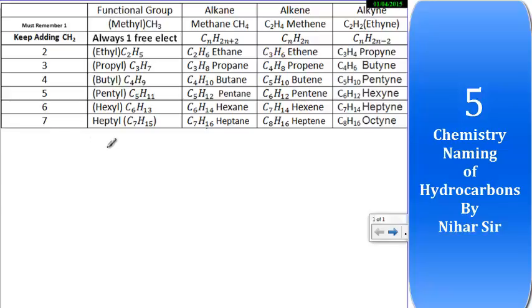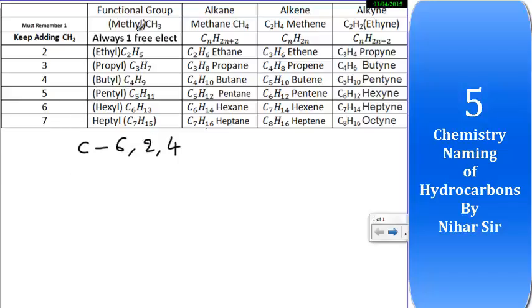Before we go ahead, let's understand the electron configuration of carbon. The atomic number of carbon is 6, so its electron configuration is 2, 4, right? I should write it like this: carbon atomic number is 6 and its electron configuration is 2, 4.